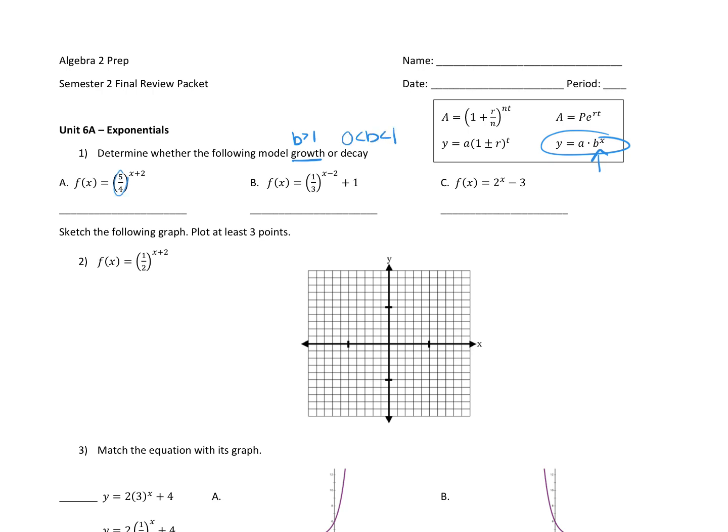So 5/4, although it's a fraction, is growth because it's greater than 1. 1/3 would be decay, and 2 would be growth.